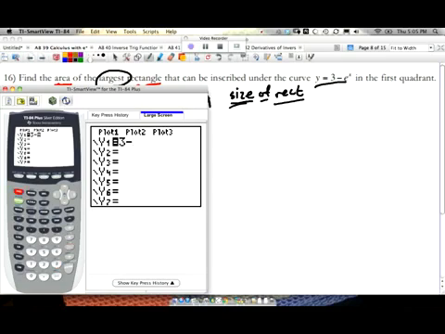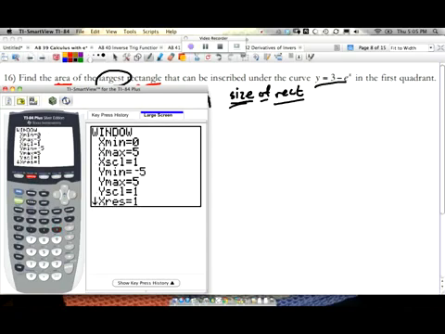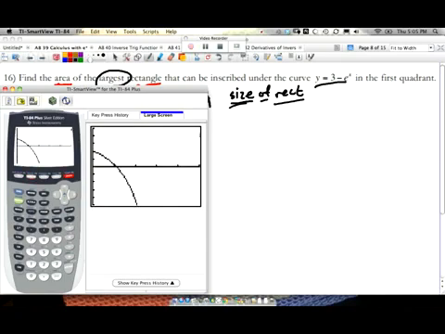I want to graph in here 3 minus e to the x. And we're talking first quadrant, so I don't really care about any other quadrant. Let's start from 0 to 5. Okay, that's fine, 0 to 5. Okay, so I'm talking about a rectangle up in here.